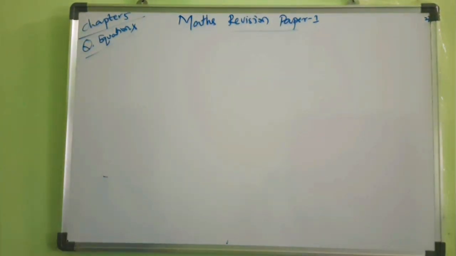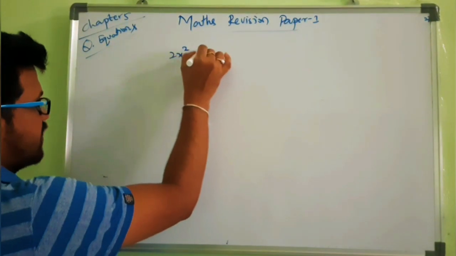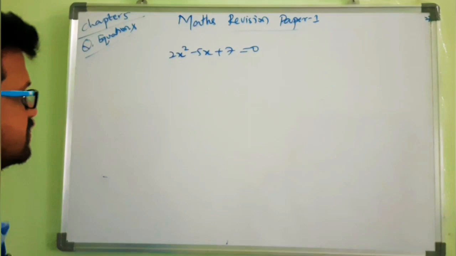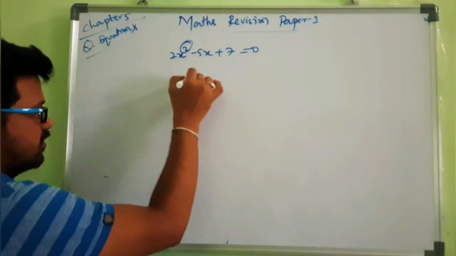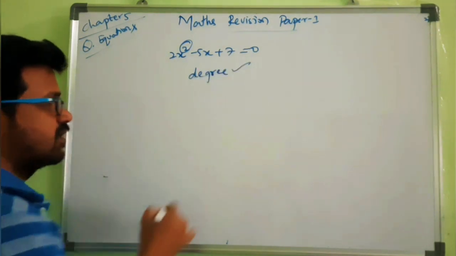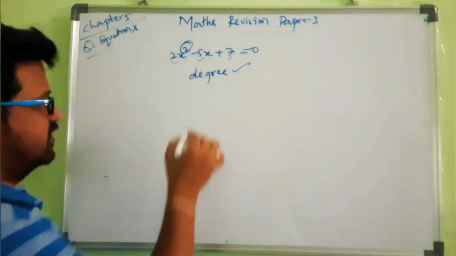The first one is whether the given equation is quadratic or not. So what conditions should it satisfy? 2x square minus 5x plus 7 is equal to 0. Is it a quadratic equation? Yes. The reason is the degree is 2. You have to check the degree first, and the coefficients must be real numbers.